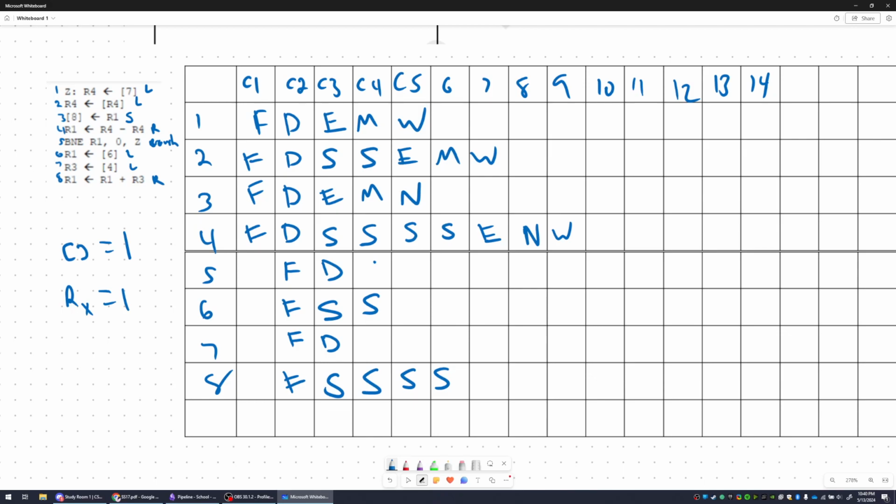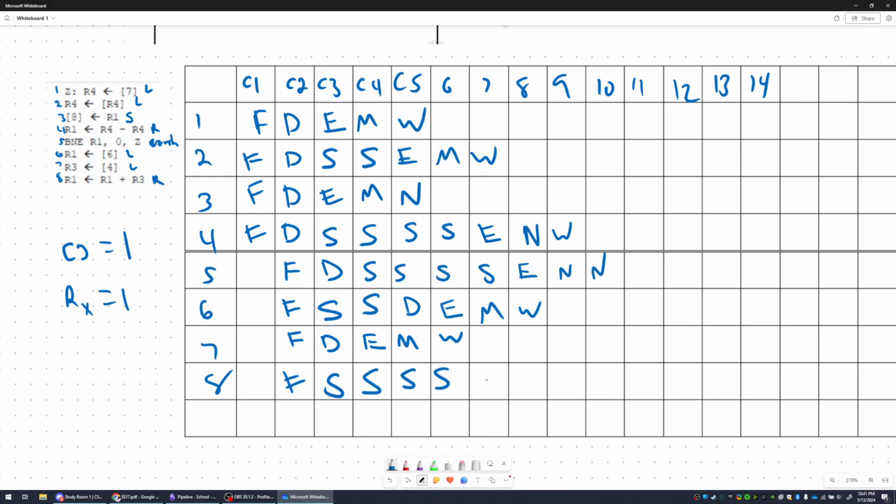R1 is finished after that. So stall. Oh, line 6, no dependencies. So decode, exec, mem, write back. Line 7, no dependencies. Fetch, decode, exec, mem, write back. Line 6 and 7 have to finish for the last line.